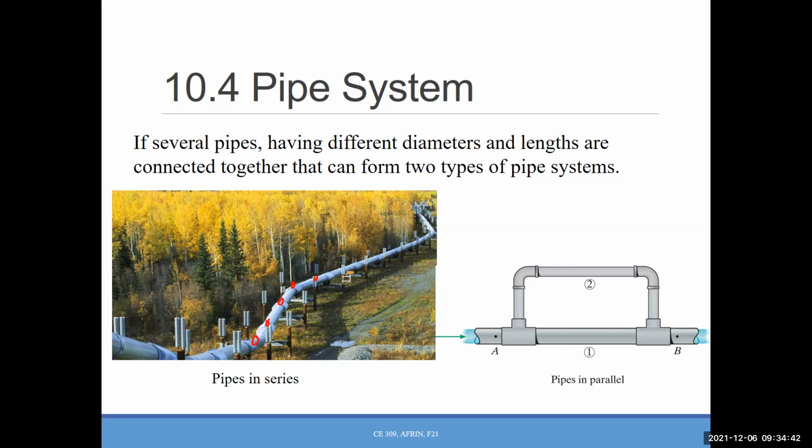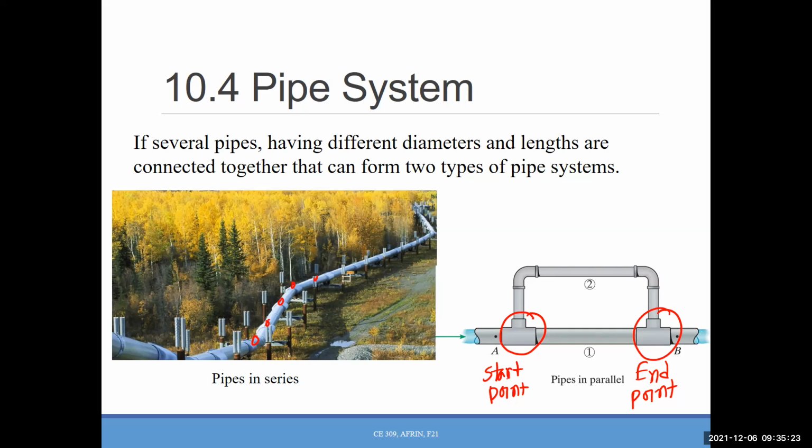For pipes in parallel, parallel means all the pipes have the same starting point, and they end at the same point. So their starting points and ending points are the same. That is the parallel pipe system. And as I said, there can be other types of systems, which are not series, not parallel, but we are not discussing those in this course. We will do that in water resource engineering. Okay.